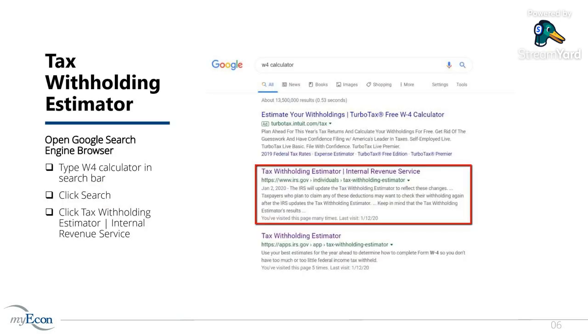Now this is how you get to the tax withholding estimator. You can just go in and put in W-4 calculator, and then you'll see tax withholding estimator pop up here in the middle of the screen, as you see there with the red box around it, and that's where you want to go. All right, so if you're looking at this, pause it, get everything you need, and come back. Welcome back. All right, let's go on.